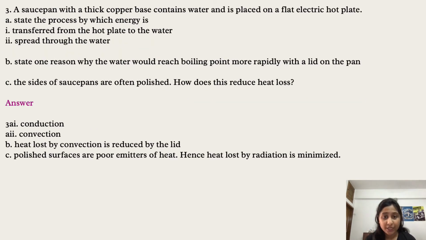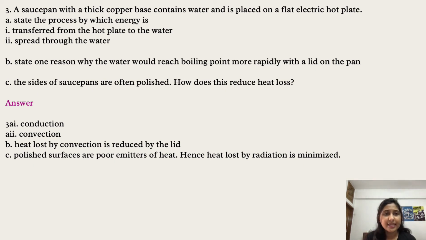Now let us have a look at the third question, which is the last question for today. The third question says, a saucepan, which we all know, with a thick copper base contains water and is placed on a flat electric plate. A saucepan is a pan in which we often boil water or cook. So 3A says, state the process by which energy is transferred from the hot plate to the water inside the saucepan. The answer is heat is transferred from the hot plate to the water by the process of conduction. As we all know, conduction occurs only in solids, and here heat energy is transferred by increased vibrations from one layer of molecules to its neighboring molecules, and so on.